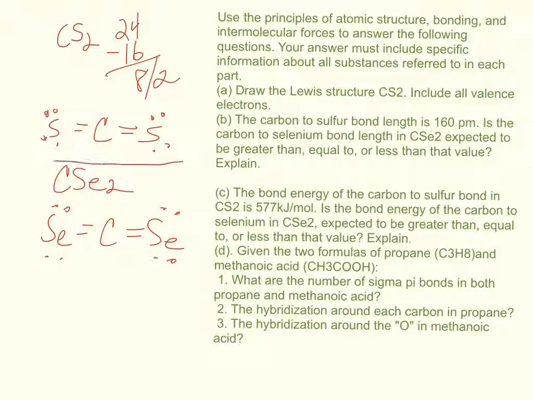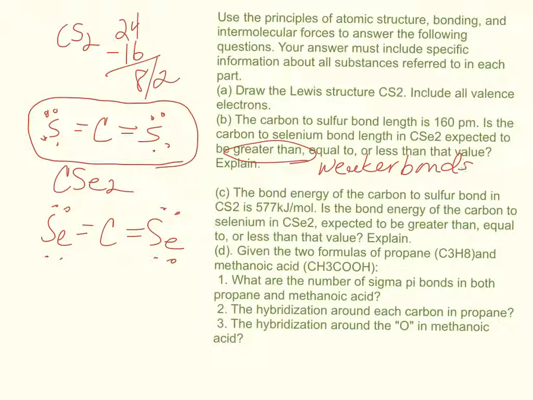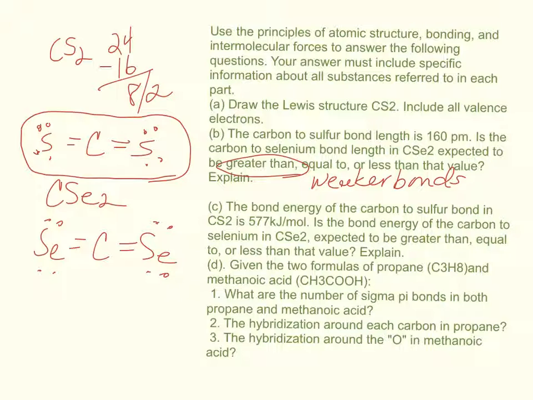So the CS2 is going to be, the bond length is going to be, so they're asking about the bond length in CSe2. So the CSe2 is going to have a bond length that is greater, and that's because it has weaker bonds. And therefore, the bond length will be greater and weaker. So longer bond length. It's not as electronegative as the S's. All right, let's look at the next one.